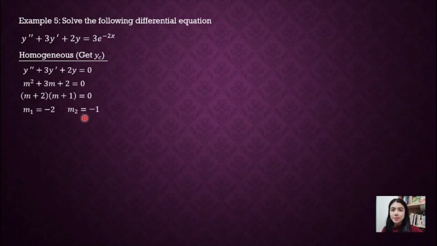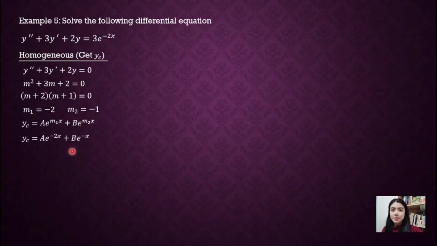And since you are having different values of m, your yc is supposed to be in this form. So in here, your m1 is negative 2. So negative 2 multiplied with x will give you negative 2x. m2 is negative 1. So negative 1 multiplied with x will give you negative x. So this is your yc.